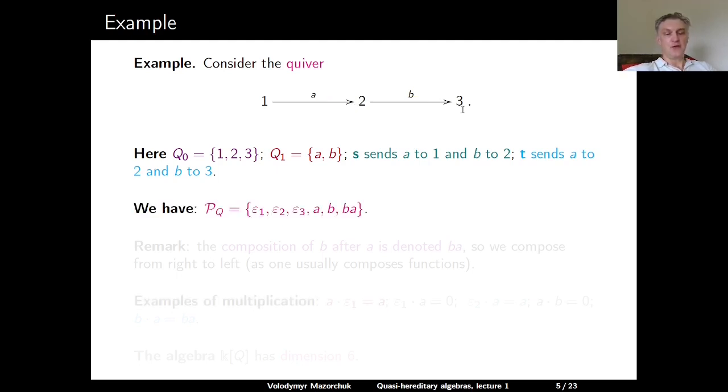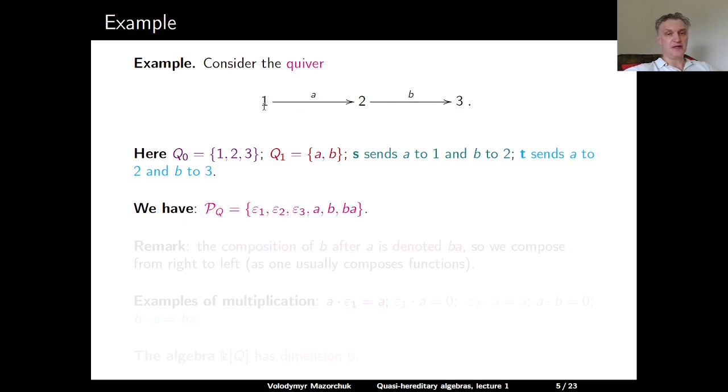So here is the set of all oriented paths of this quiver. So we have the 3 trivial paths for each vertex, epsilon 1, epsilon 2, and epsilon 3. And we have our arrows a and b.